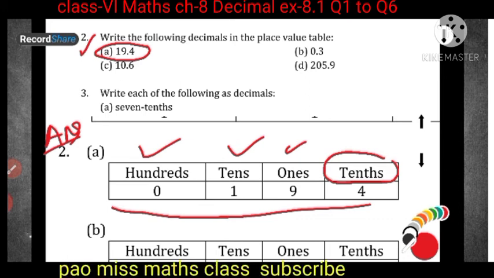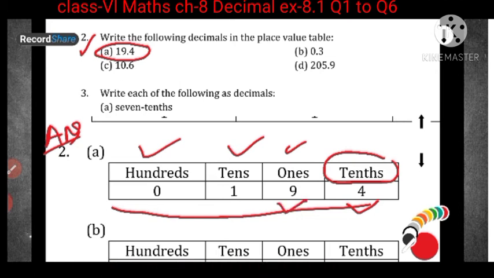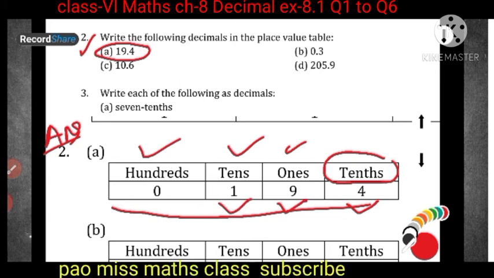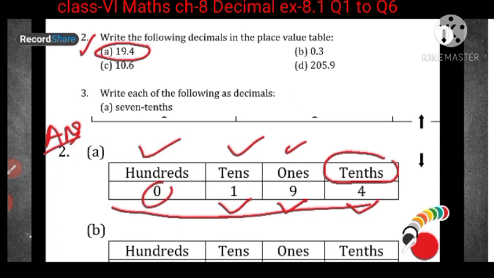19.4, isn't it? So 4 will be in tenth place. Okay, 4 will be in tenth place, then 9 will be in 1 place, and 1 will be in 10 place, and for 100 place it is what? 0. Okay, for 100 place 0, because this is only 19, it is not 100, isn't it? So 100 place will be 0.